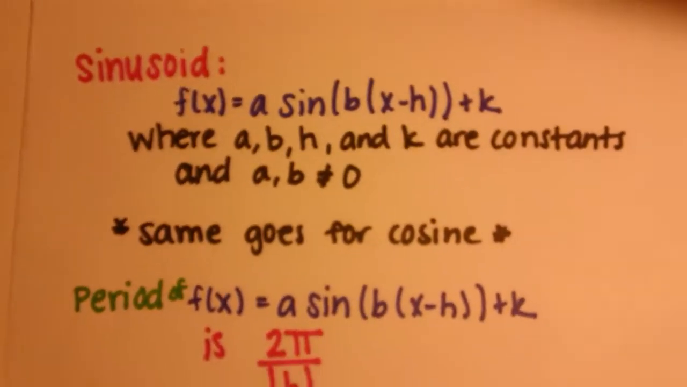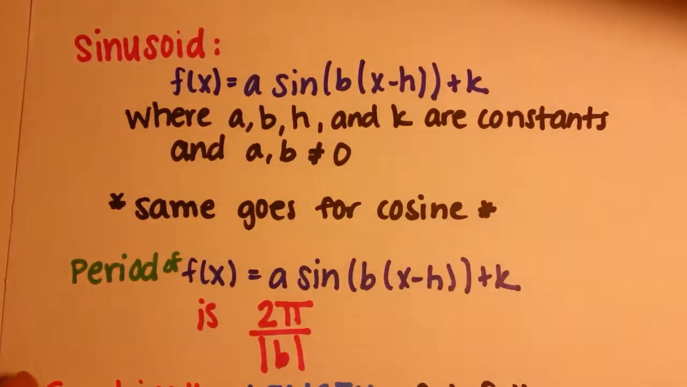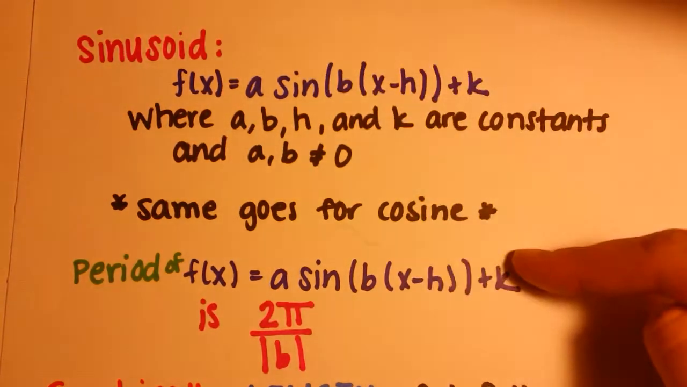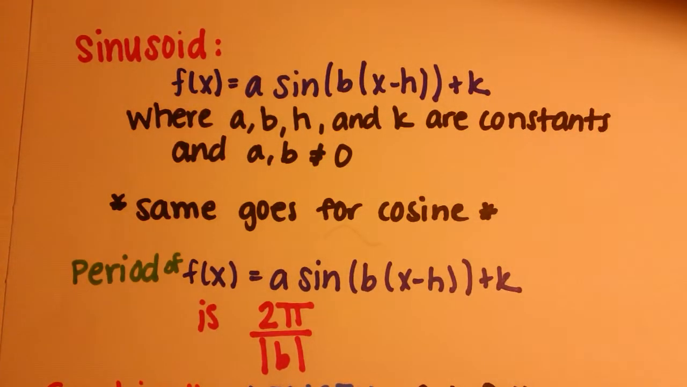So first, we're going to define a sinusoid. A sinusoid is f of x equals a sine b of x minus h plus k, where a, b, h, and k are constants, and a and b cannot equal 0. This same thing goes for cosine. So sine and cosine are both sinusoids.